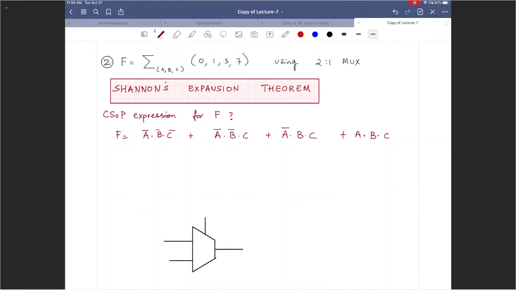So if that is the canonical sum of product complete expression for f, how can I apply Shannon's expansion theorem on this? The first question you need to ask is, for a 2:1 mux, how many selects do you need? One. How many choices do you have? Well, you have a choice of A being used as select, B being used as select, C being used as select. So you have three choices, and you have to select one from those three to be used as a select input.